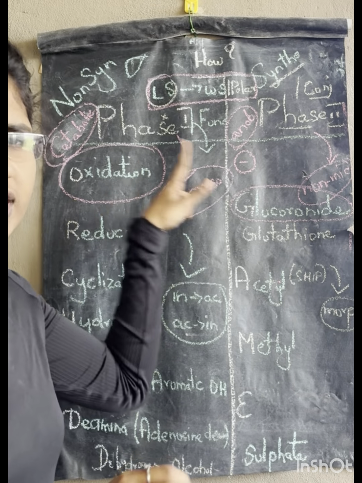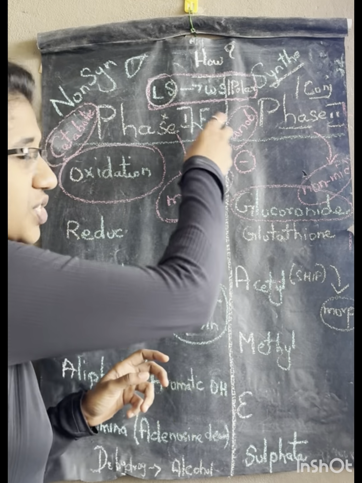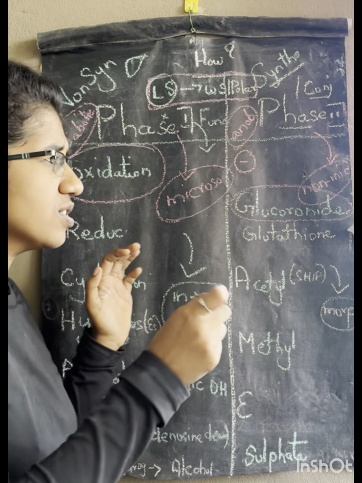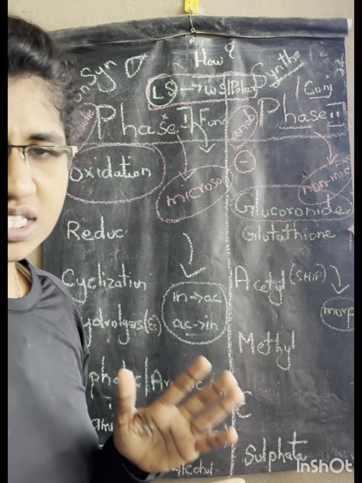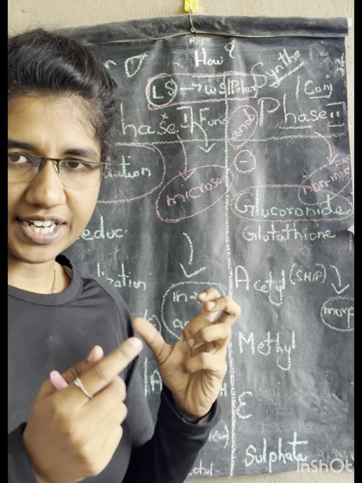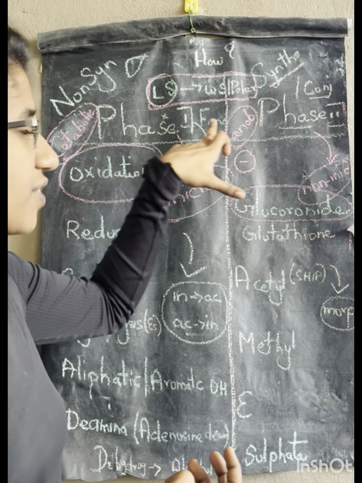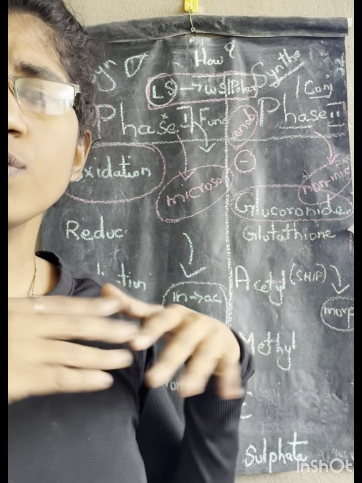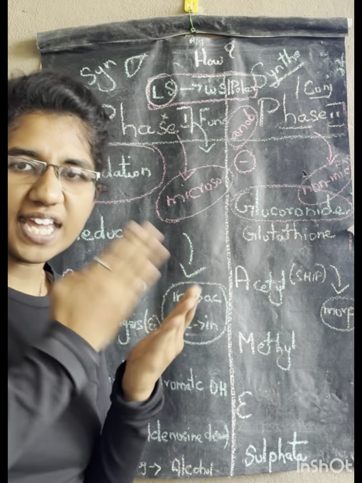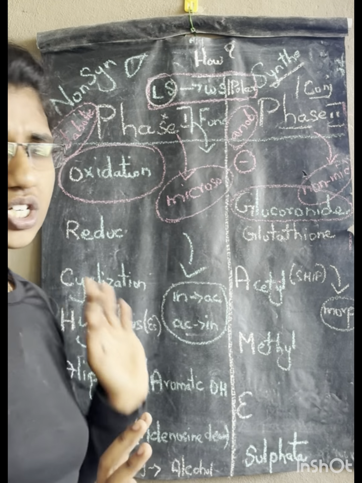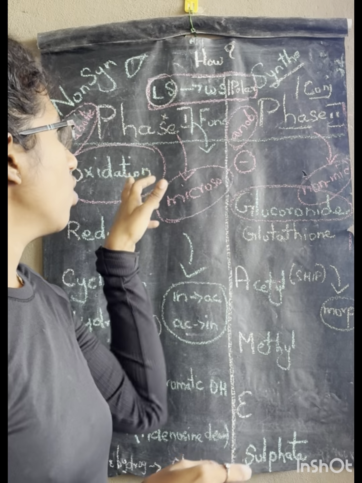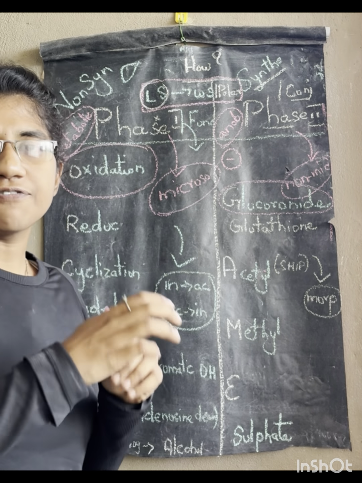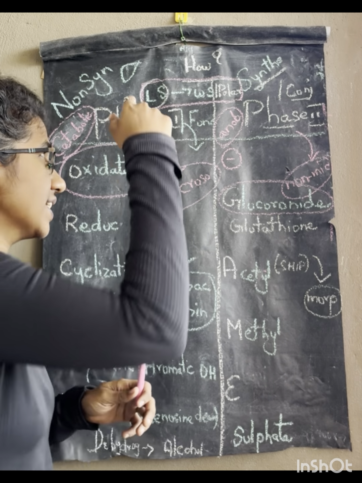Phase 1 reactions are otherwise known as functionalization reactions, catabolic reactions or non-synthetic reactions. Catabolic, as the name suggests, because it is breaking the molecule, breaking the drug into smaller groups. Non-synthetic, because no new molecule is being synthesized here, it is just breaking reactions. And functionalization reaction, why? Because the whole purpose of phase 1 reaction is that the compound is broken down so that the functional group is exposed. That's why it is functionalization.